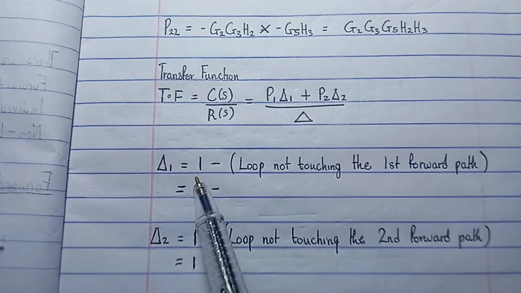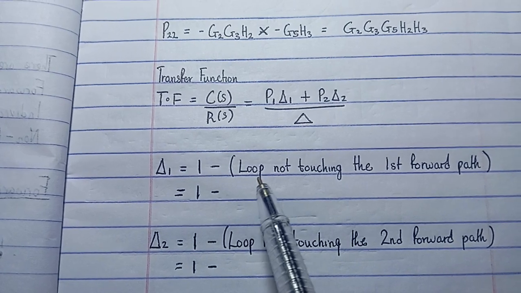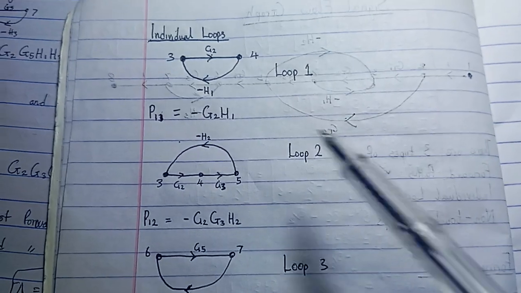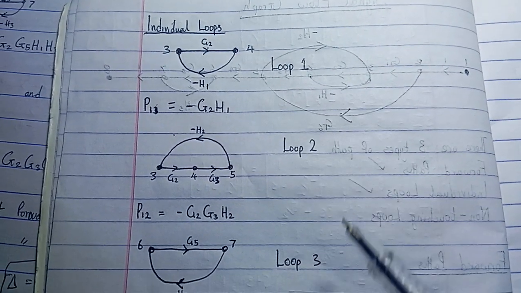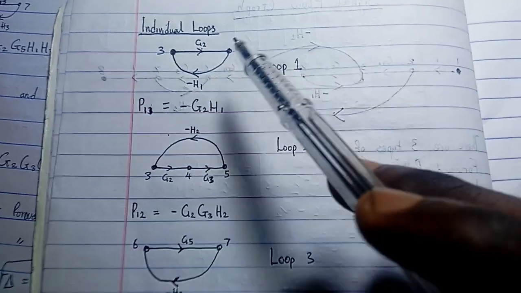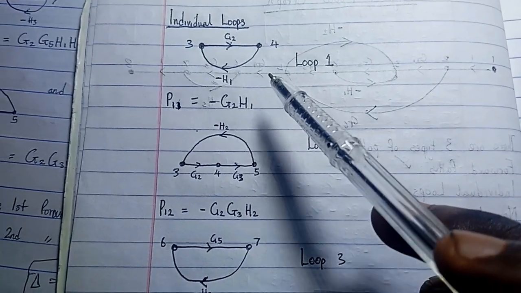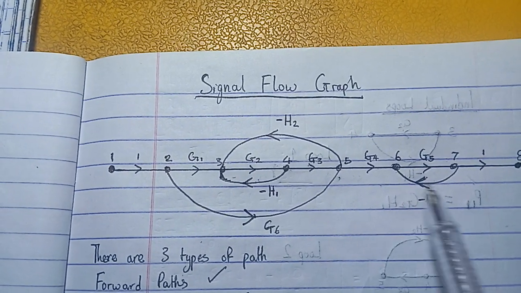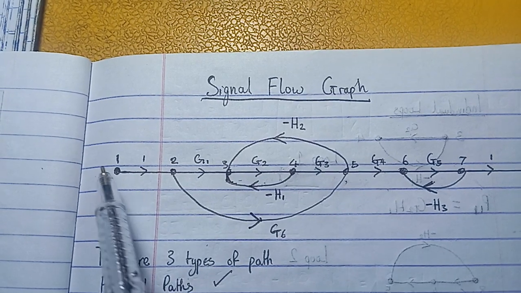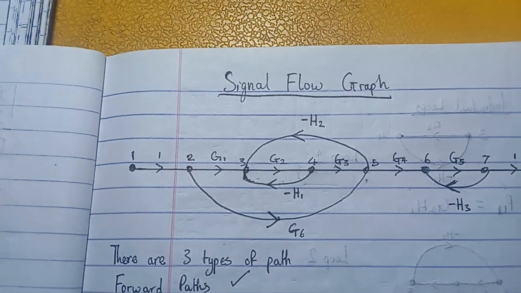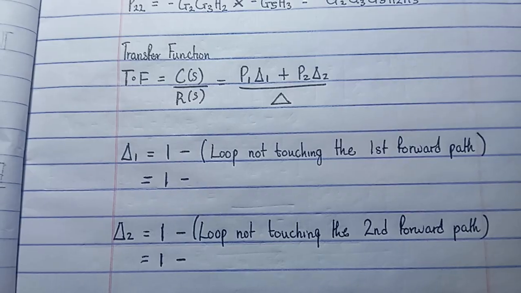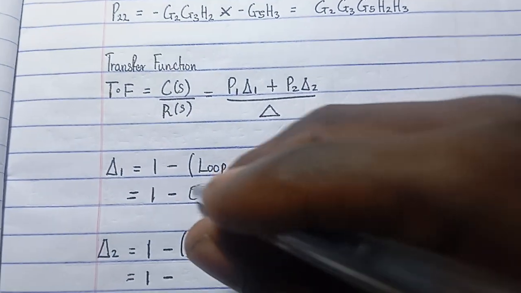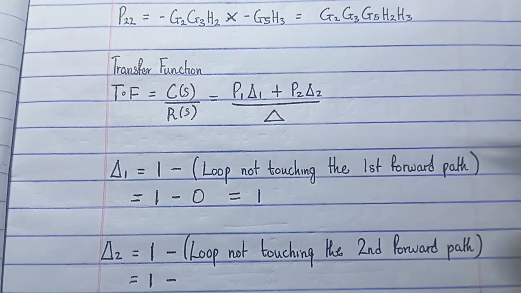So we have delta 1. Delta 1 is 1 minus the loops not touching the first path. That is any loop that is not touching the first path. So these are all our loops, loop 1, loop 2, and loop 3. Now, if you look back, all of these loops are touching the first path. Let me go back to the main diagram. All of these loops, here, here, and here, they are touching the main forward path. The forward path 1, all of them are touching. So the number of loops not touching forward path 1 is 0. 1 minus 0 is equal to 1.